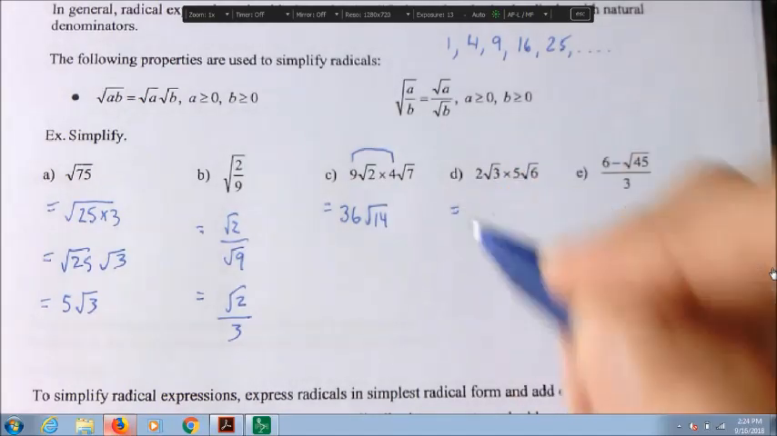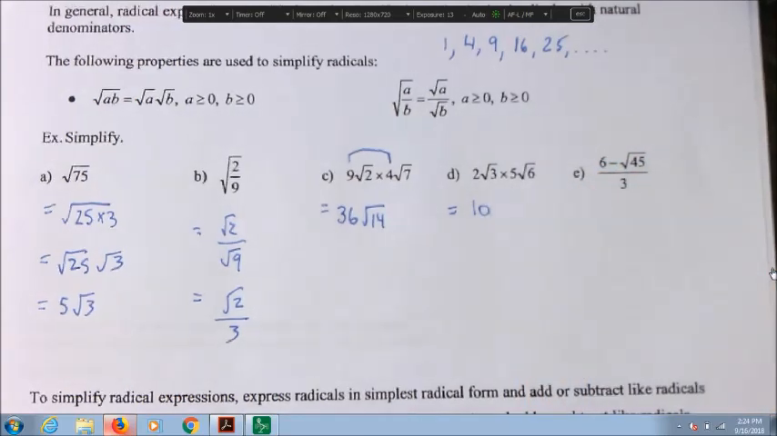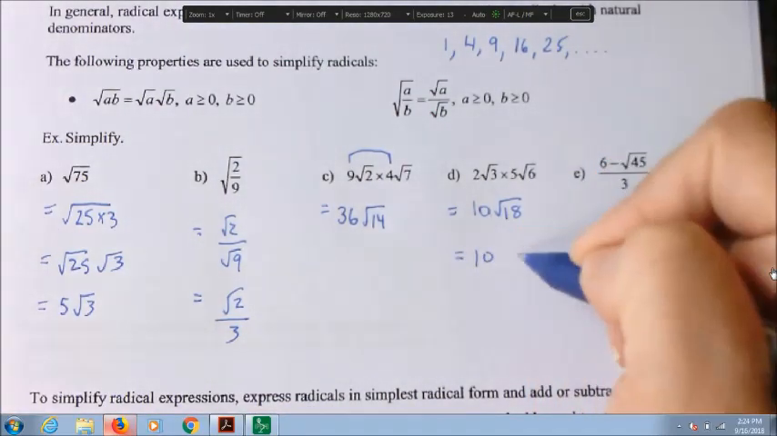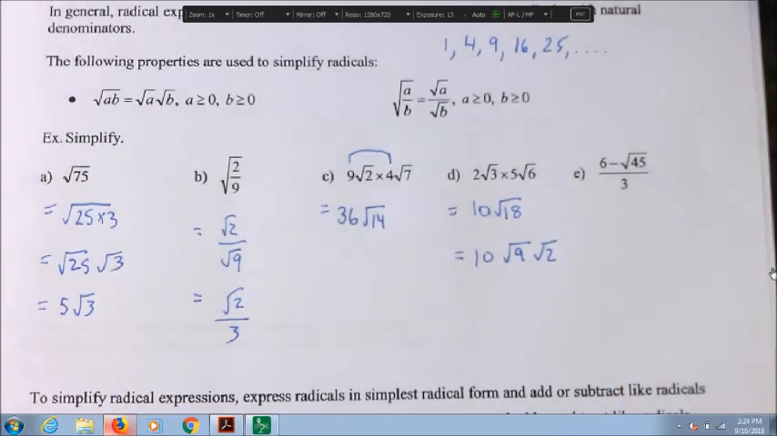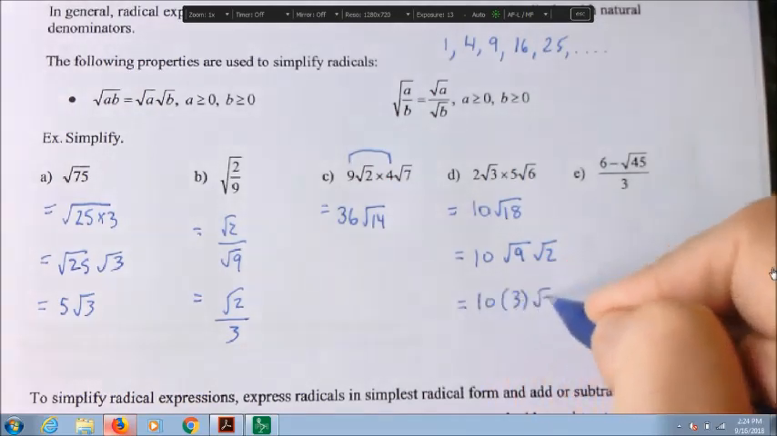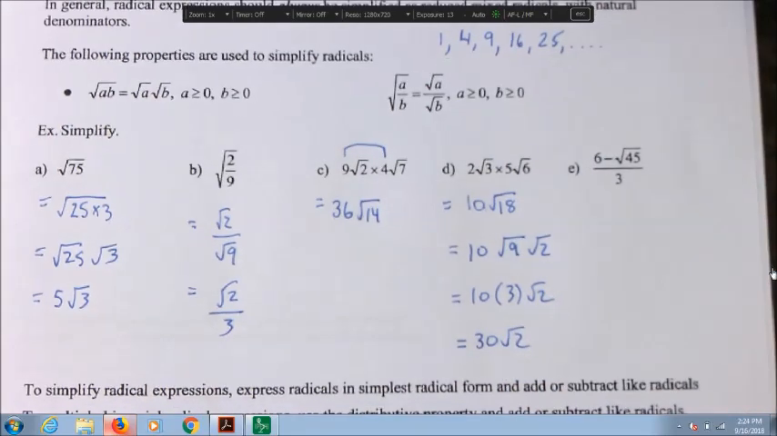So let's do d. So once again, it's going to be the whole numbers multiplied together, and then the radicals multiplied together. So I'll get 10 root 18. Now this can be simplified further because 18 can be written as a product of numbers where one of them is a perfect square. So 9. So what I'm going to do, I'm going to write root 18 as root 9 times root 2. But root 9 is a whole number. It's 3. So this equals 10 times 3 times root 2, which is 30 root 2. Okay, the last question.